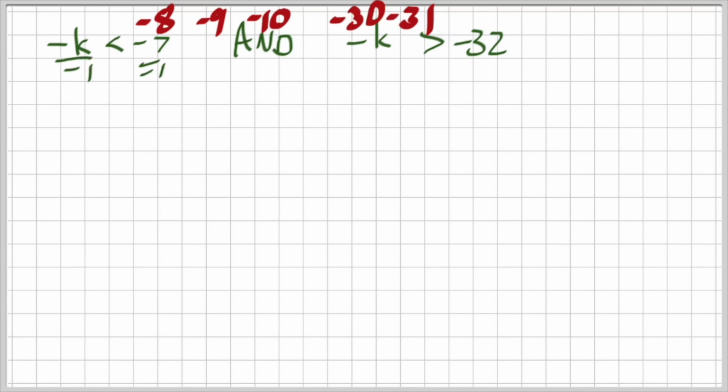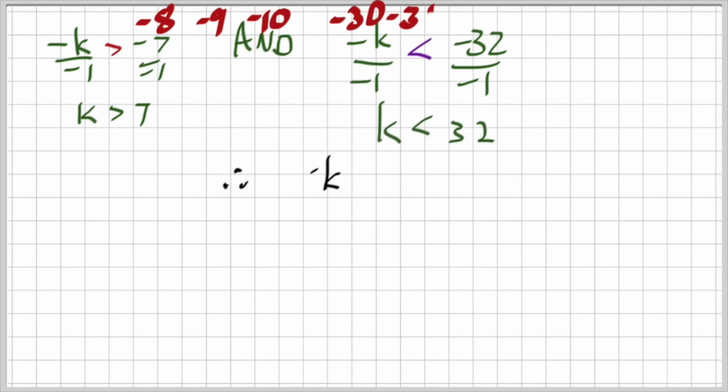So if I solve for k, I'm going to divide the left-hand side by negative 1, but then my inequality swaps around. So k must be greater than 7, although that 7 does look like a greater than sign. So 7 units. Okay? Doing the same on the right-hand side, swapping my inequality sign, k must be smaller than 32.